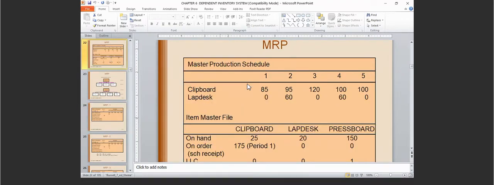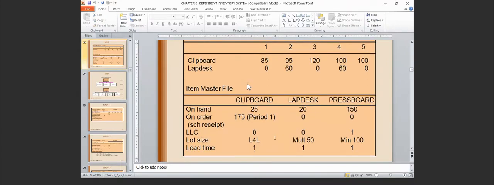We have the item master file here. We have information about the on-hand inventory, the scheduled receipt, the lot sizing technique, and the lead time.